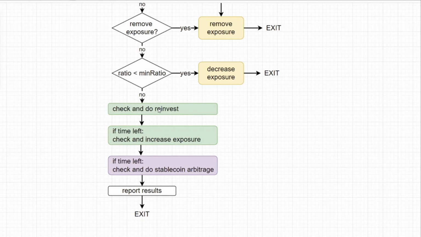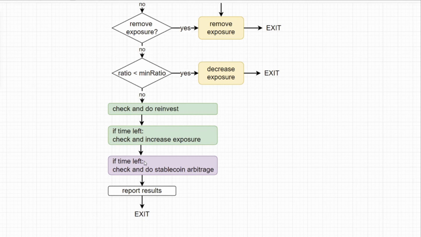If the check and reinvest is done, we check, do we have time left? So either we did nothing or there's still time left in this execution, then we check and increase the exposure. That's done after reinvest, because otherwise you increase exposure, then you see there's something to reinvest, which triggers another increase of exposure. So we said first reinvest, then check for the increased exposure. And afterwards, if there's still time left, we have this additional stablecoin arbitrage, which is basically not related to the Vault and the collateral ratio. It just fits into the whole thing, because you can take it out of the collateral and do stuff.